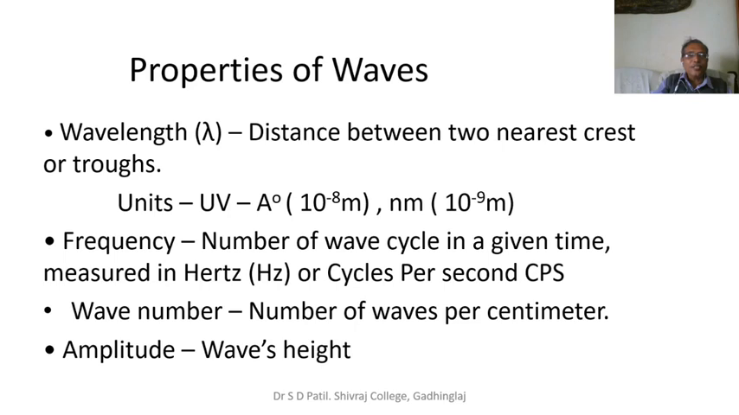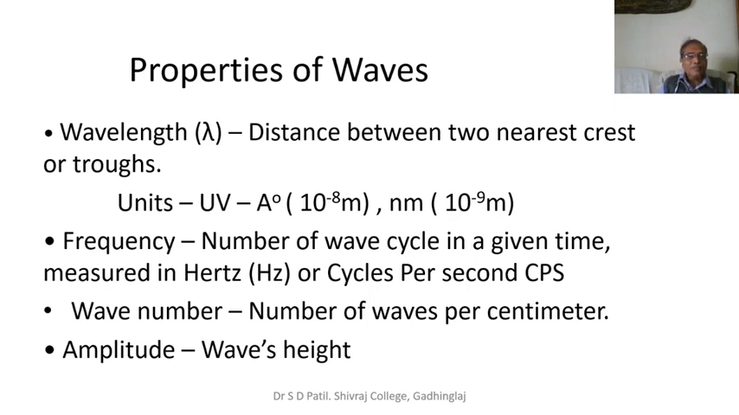1 angstrom is equal to 10 raised to minus 8 meters, or in nanometers, it is equal to 10 raised to minus 9 meters. The frequencies again are very essential. The number of waves passing through a point per unit time is called frequency. It is measured in terms of hertz or cycles per second.